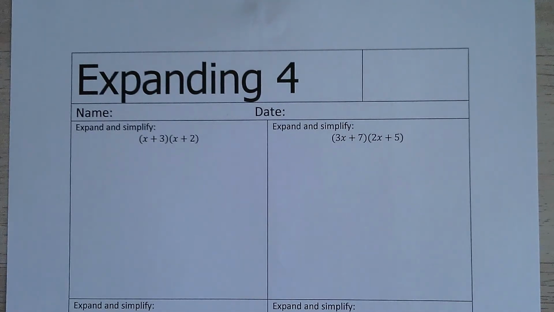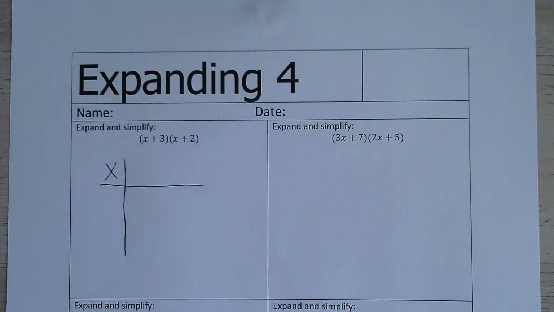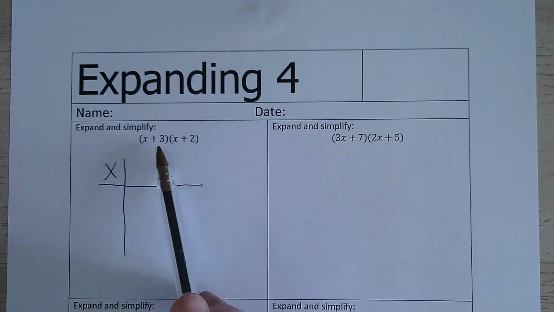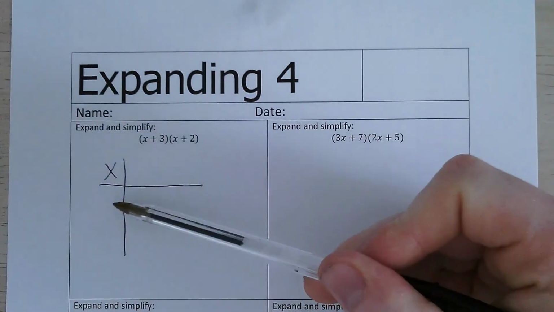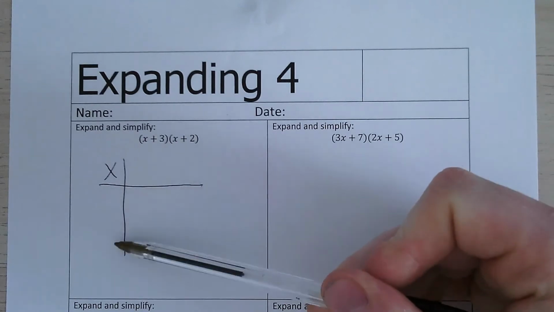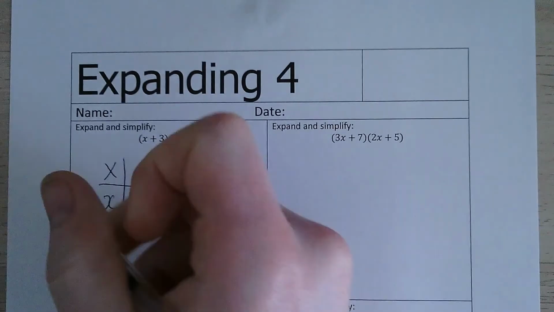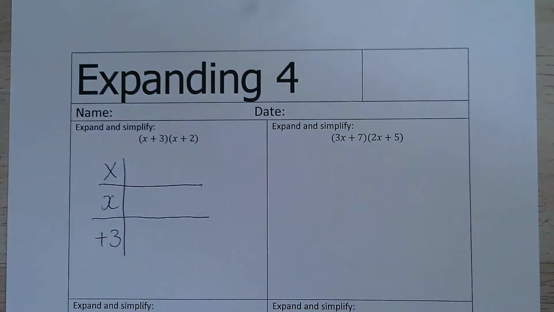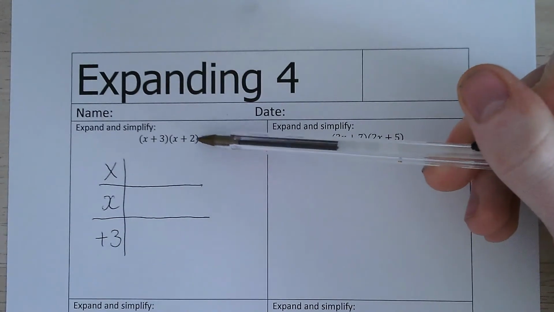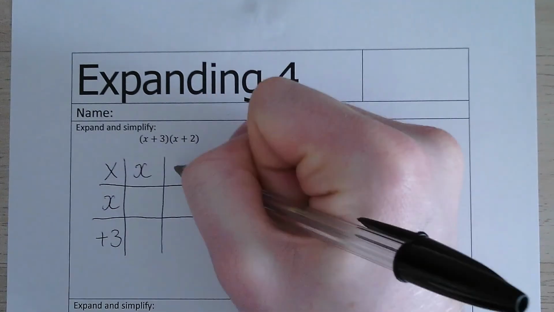We're going to use our regular method for expanding brackets, which is the grid method. Here, because both of these terms are on the outside of the second bracket, we're going to write both of these terms on the left side of the grid method. So we're going to have x and plus 3. We're then going to write the terms in the second bracket across the top row. So we have x and plus 2.